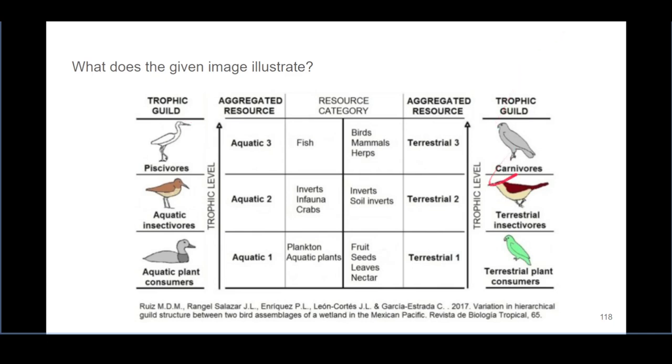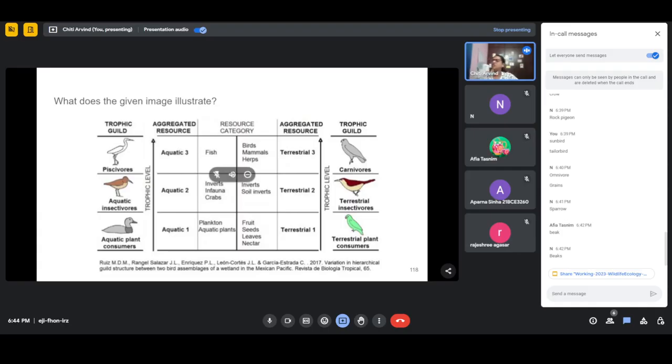And you have the carnivores on the terrestrial side that have curved beaks that help them in tearing the flesh apart. So if you notice the beak shapes of all these birds, they can give you a clue as to what kind of food they consume and which foraging guild they belong to. So beak diversification is a great clue to understand foraging guilds.